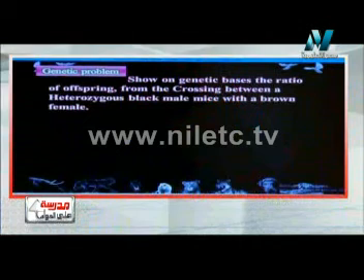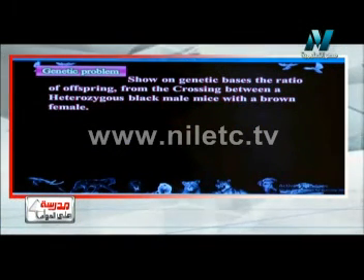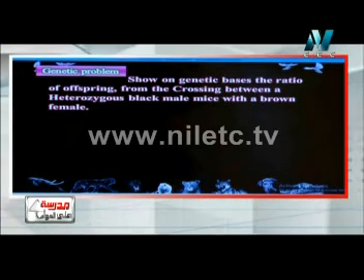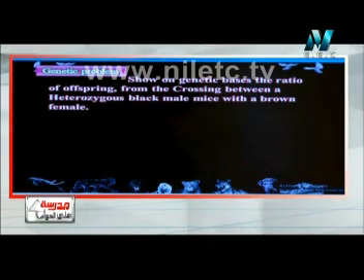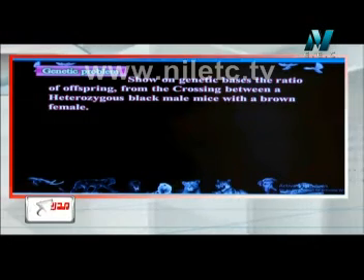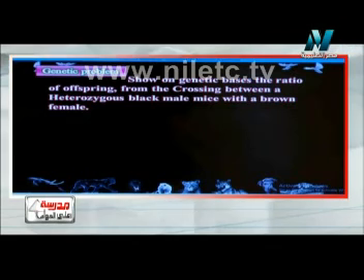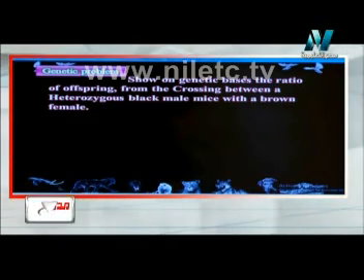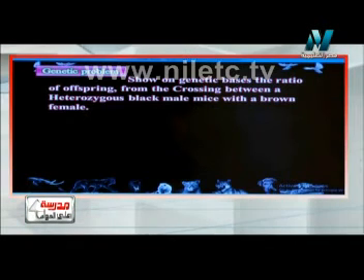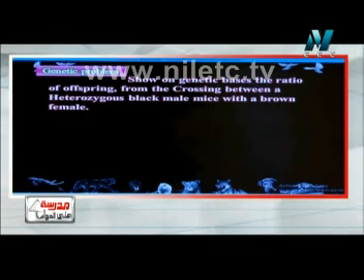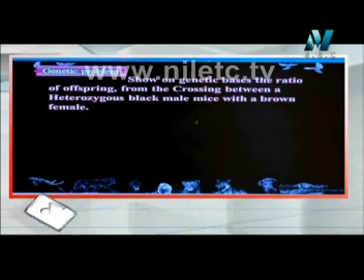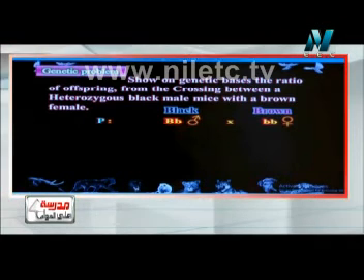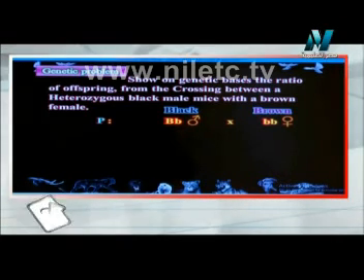Show on a genetic basis the ratio of the offspring from the crossing between a heterozygous black male mouse and a brown female. Black and brown, which of them acts as the dominant character? Black is the dominant character because the black is a heterozygous individual. The dominant character may be pure or impure, but the recessive character is pure only. So the black male is represented by Pp, but the brown is represented by pp.